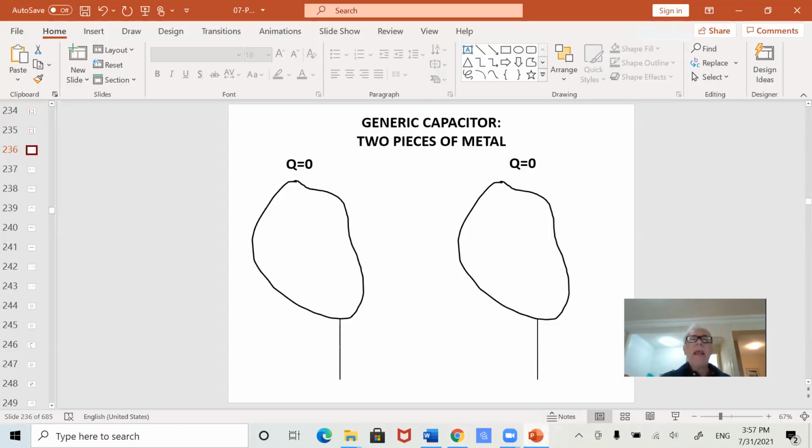Okay, so here we have a generic capacitor that is initially uncharged. It's not a parallel plate capacitor, it's just a generic capacitor of any geometrical shape. Because the capacitor is uncharged, there is no energy in this field. You cannot do any useful task whatsoever with this capacitor. So we have to create an electric potential between those two pieces of metal.